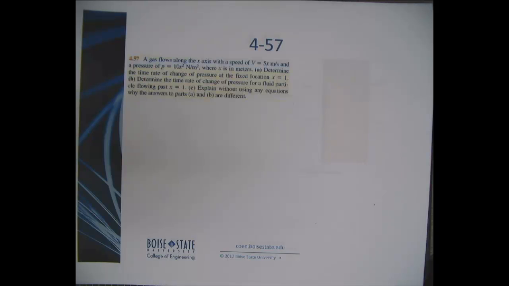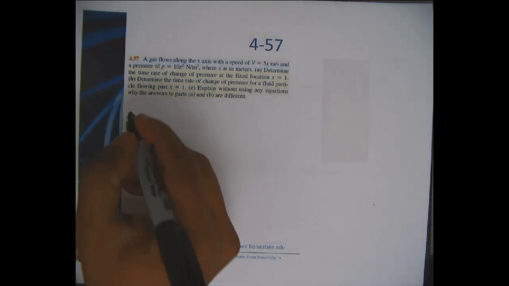Okay, let's look at another problem. A gas flows along the x-axis with a speed of v equals 5x meters per second and a pressure of P, which is 10x² Newtons per meter squared, where x is in meters. We're asked to determine the time rate of change of pressure at the fixed location x equals 1, and also determine the time rate of change of pressure for a fluid particle flowing past x equals 1. And in part C, we're asked to explain without using any equations why the answers to part A and part B are different. Okay? So let's look at part A.